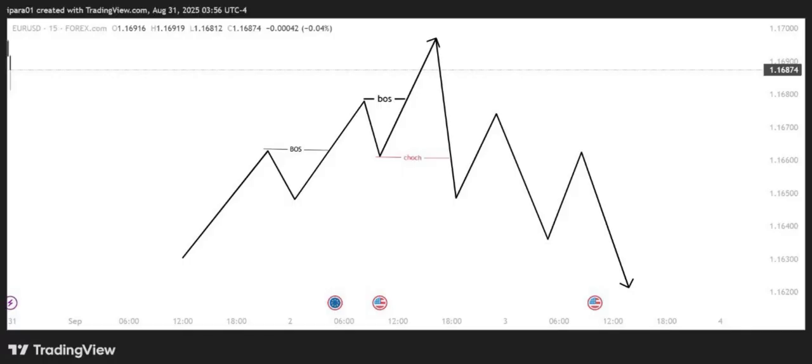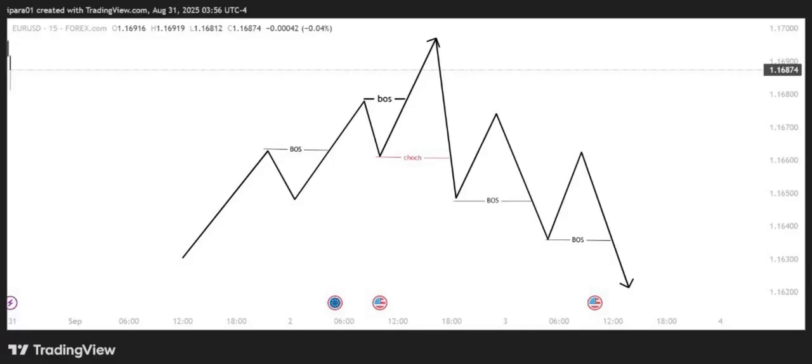The same logic applies to a downtrend, many BOS moves down. And then one CHOCH upward can be the first sign of a bullish reversal.